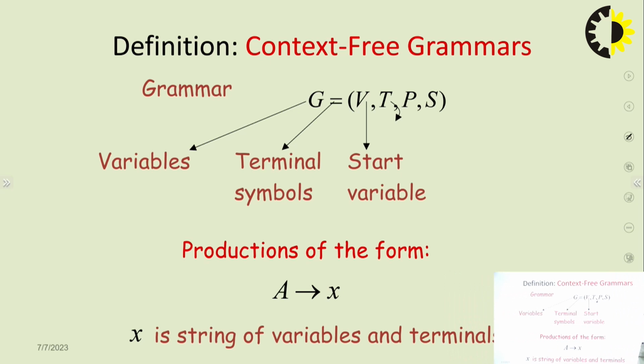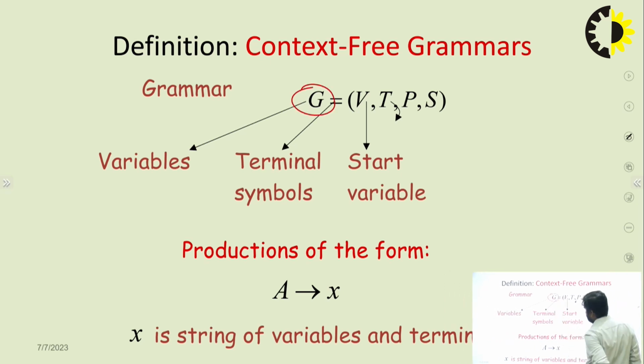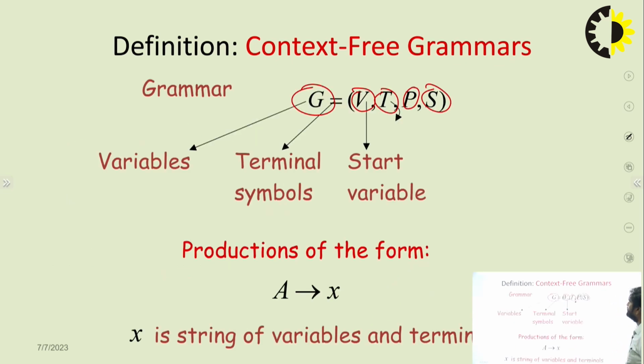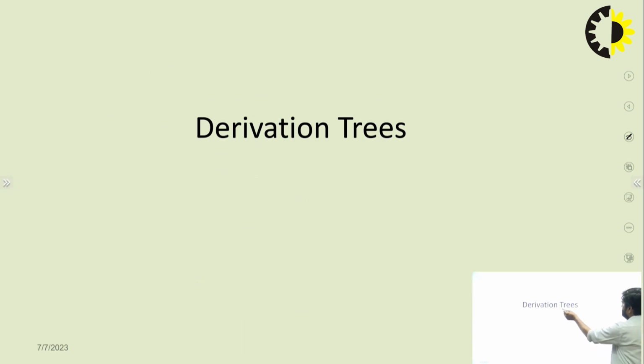Now, we discussed the definition of a context-free grammar, which consists of variables, terminals, productions and a start symbol. A language is a context-free language if and only if there is a context-free grammar that generates it. Also we discussed derivation. Derivation is the process to derive the string, and the graphical representation of a derived string is known as a derivation tree.